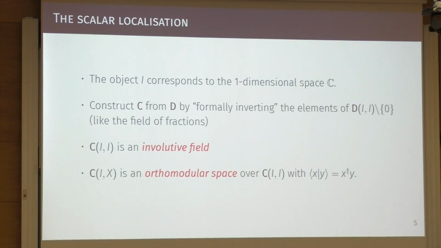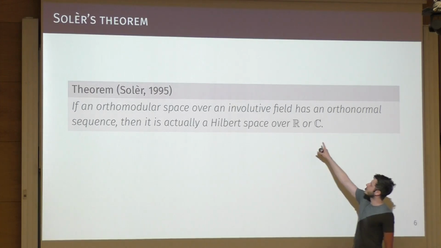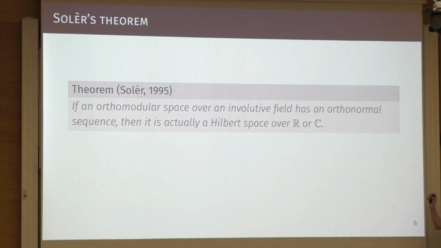So we're almost to the point where we can say that C(I,I) is the reals or complexes and C(I,X) is a Hilbert space, but not quite. The key ingredient that lets us do the final step is what Chris told us about this morning, and that's Solèr's theorem. Solèr's theorem says that if you have an orthomodular space over an involutive field, and it has an orthonormal sequence, so an infinite orthonormal set, then the orthomodular space is actually a Hilbert space over the reals or complexes. Note that Solèr actually did involutive division rings and had the quaternions added there, but when we're considering commutative, we can't get the quaternions. So this is a slightly specialized version of Solèr's theorem.